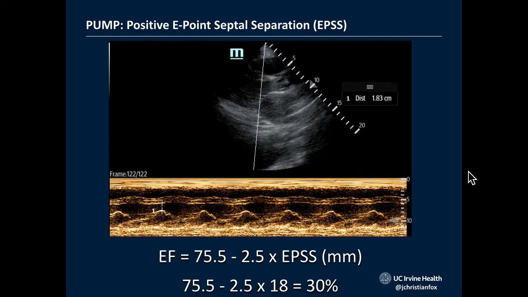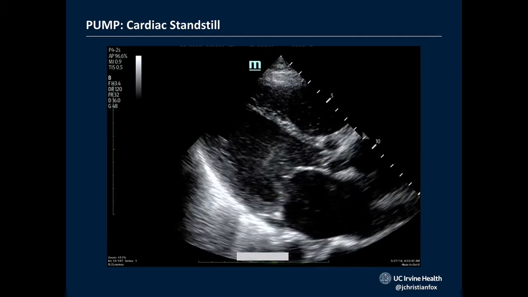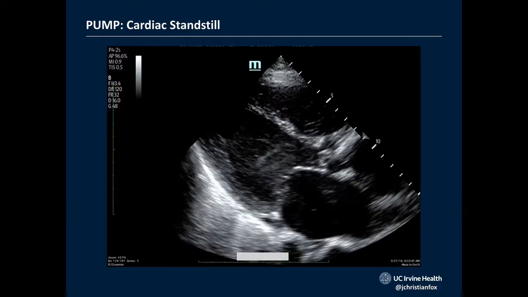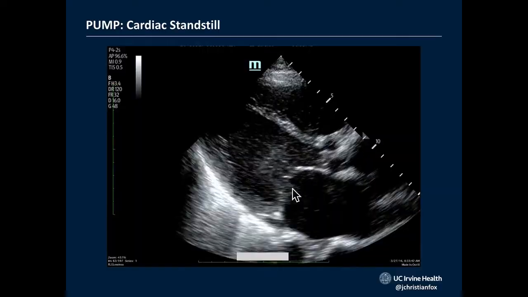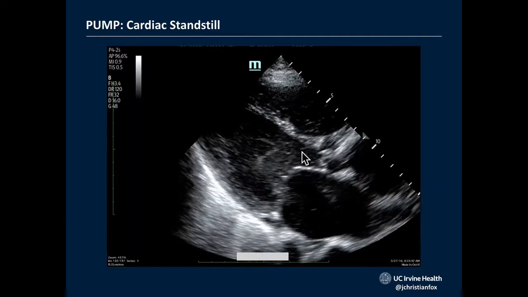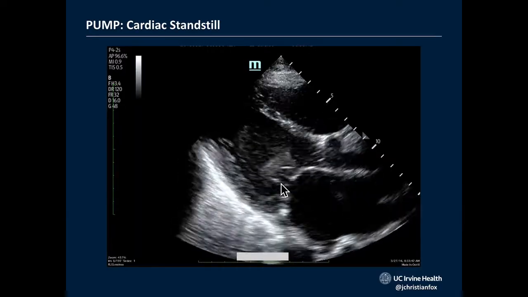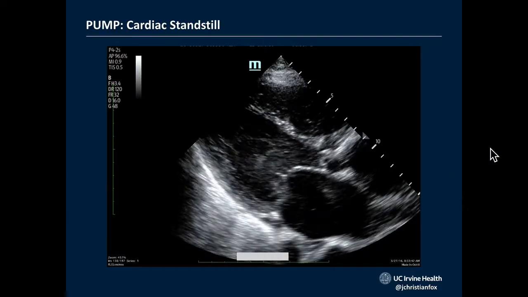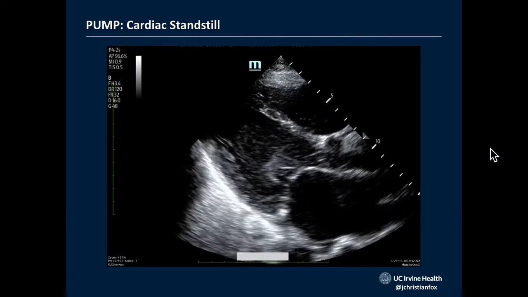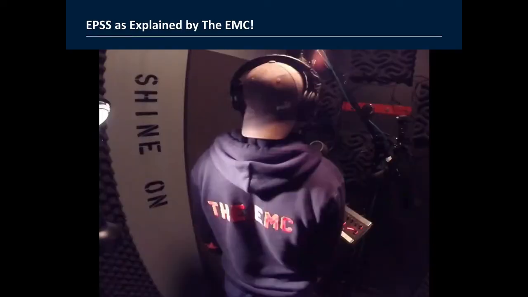So you can use this as an estimation. It's not perfect, but definitely this is a way you can help guide your resuscitation. Now, this is somebody who's got an ejection fraction of exactly 0. Unfortunately for this patient, here's our left atrium, left ventricle, there's that mitral valve leaflet, and here's that septum. It's not moving at all because this is called cardiac standstill. You may use this as a way to terminate your resuscitative efforts. And if you don't believe me, take it from the EMC.